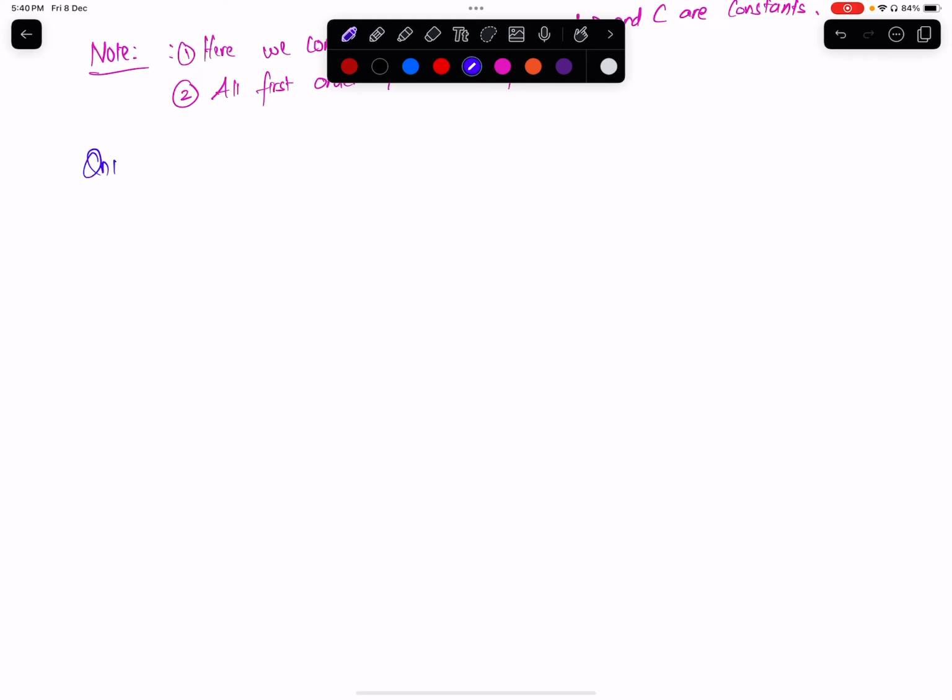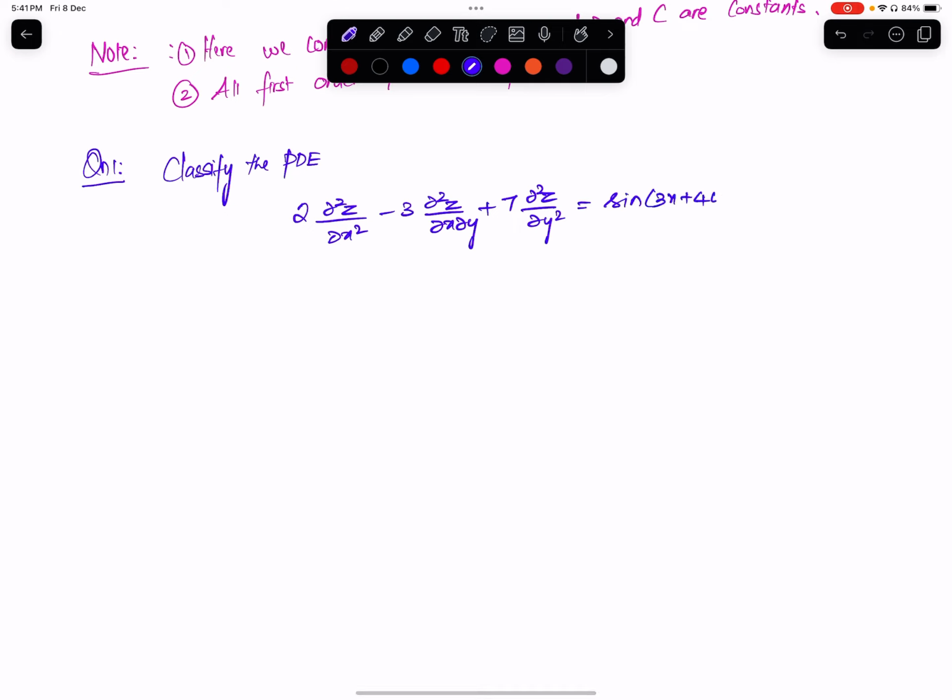Question 1, classify the PDE. 2 ∂²z/∂x² minus 3 ∂²z/∂x∂y plus 7 ∂²z/∂y² equal to sin(3x + 4y).